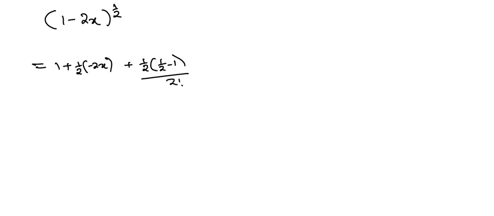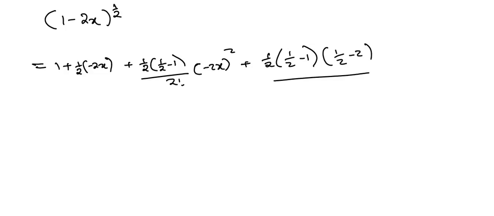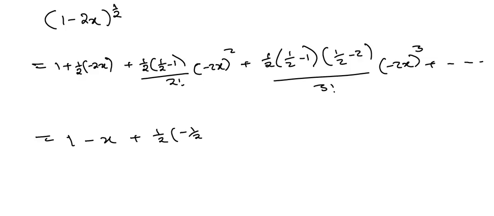This is 1 minus 2x to the power 1 over 2. This is 1 plus half negative 2x. 1 over 2, 1 over 2 minus 1, then 2 factorial, then negative 2x to the power 2. Then we're having 1 over 2, this 1 over 2 minus 2, 3 factorial, then you have negative 2x to the power 3. So this is going to give us 1 minus x. This will be 1 over 2, negative 1 over 2.